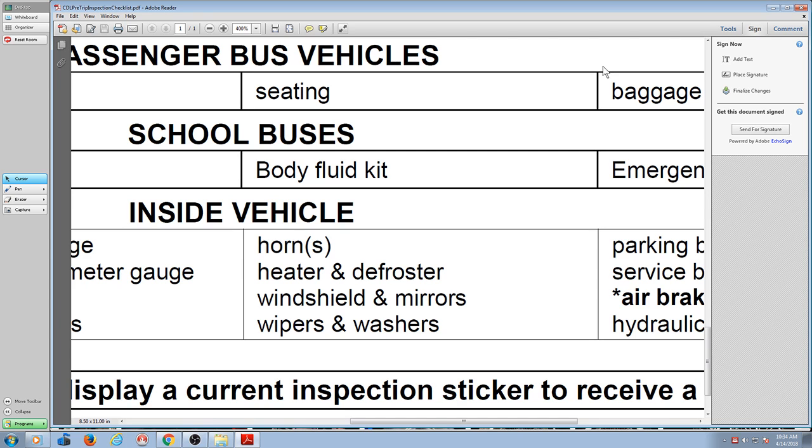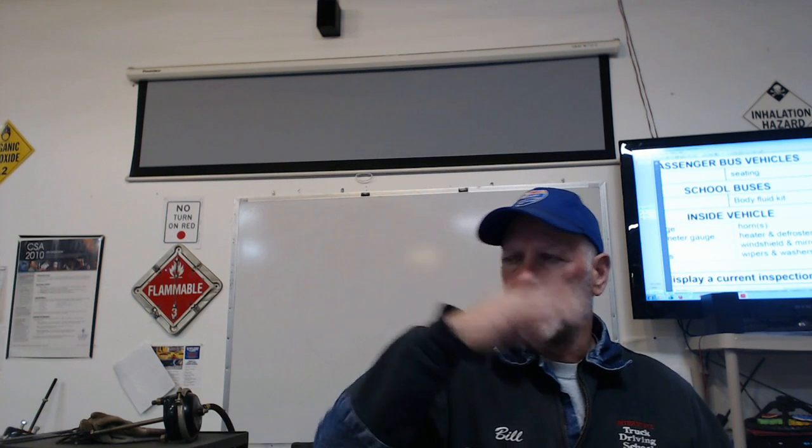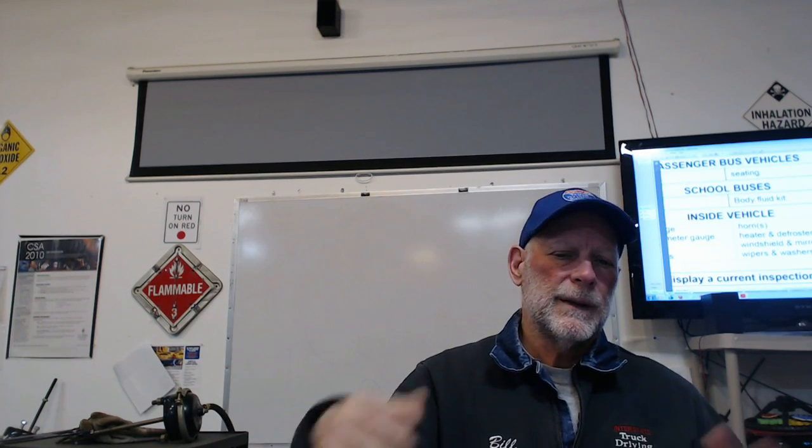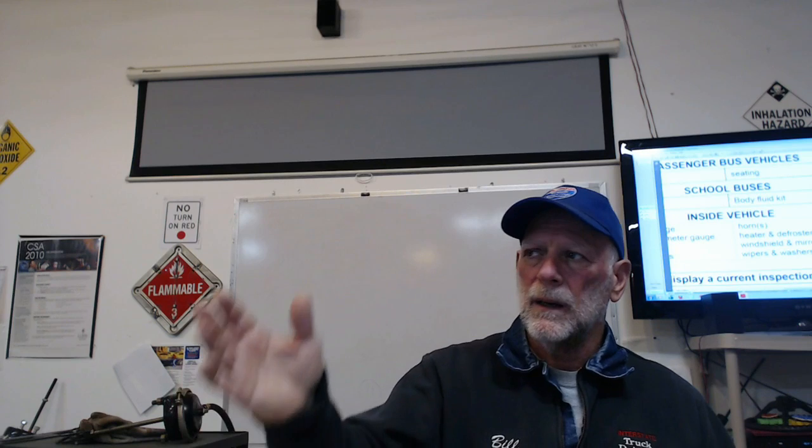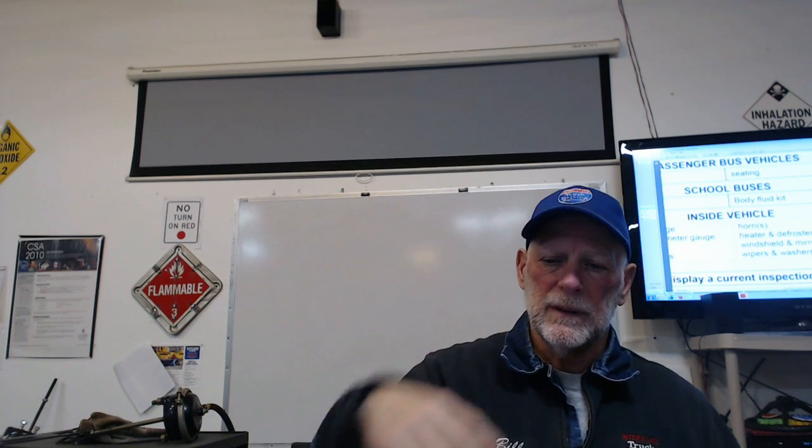Wipers and washers is next. So actually hit the switch, put the wipers on, hit the washers, squirt the washer fluid up on the windshield. Tell them, yep, the wipers and washers are working. The wiper isn't leaving any streaks.